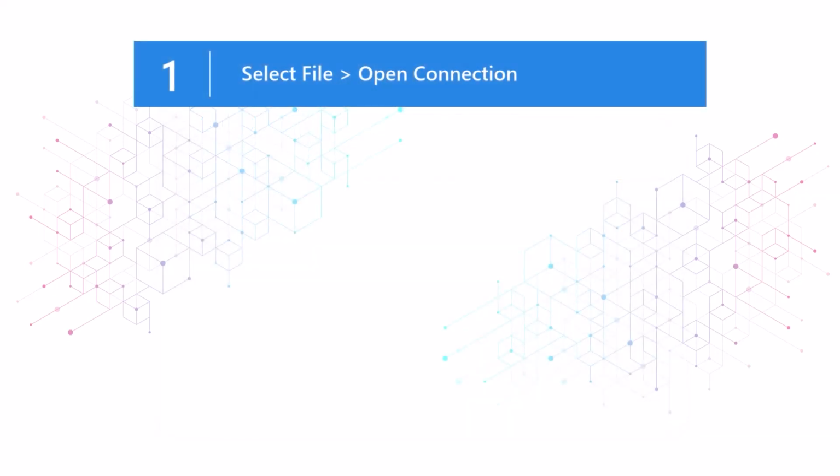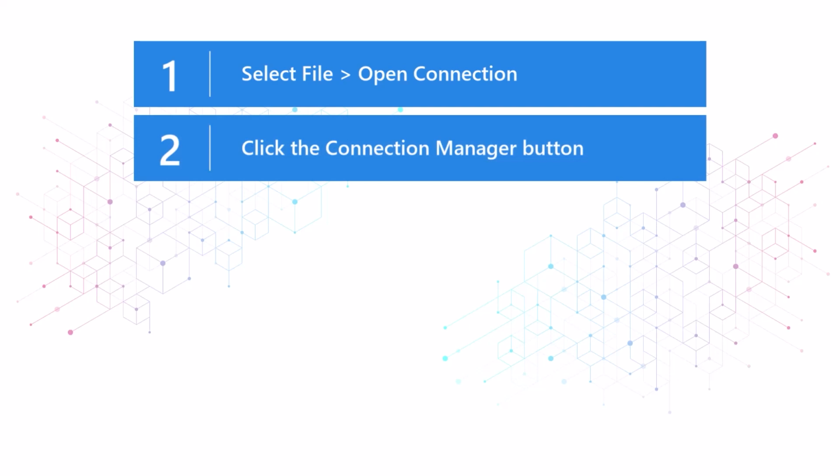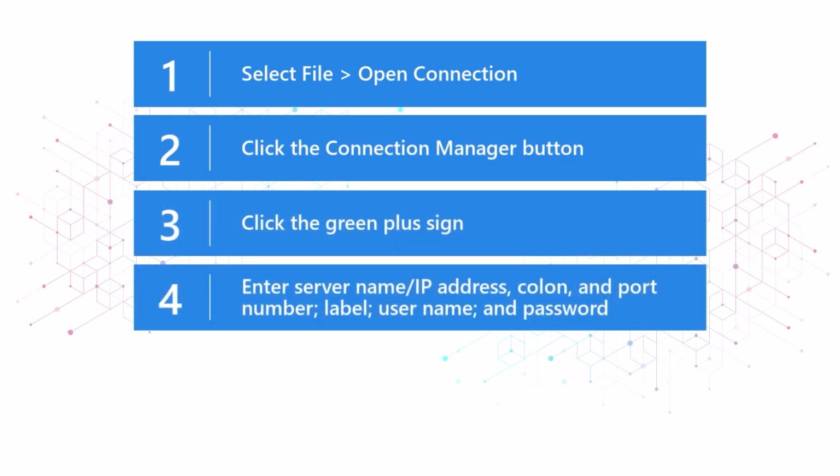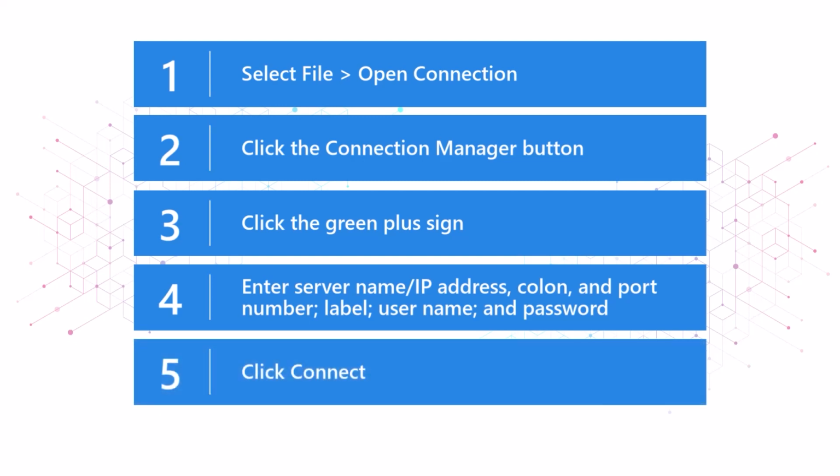You select File, Open Connection, click the Connection Manager button, click the green plus sign, enter your server name or IP address followed by a colon and the port number, a label, if you choose, a username, and a password, and click Connect. Thanks, Alyssa.